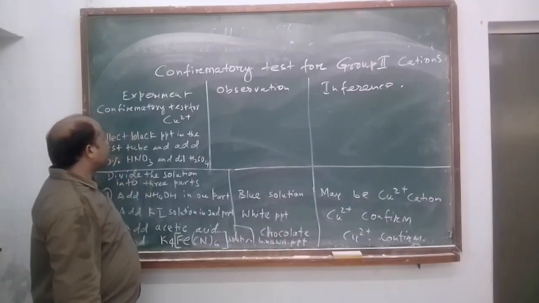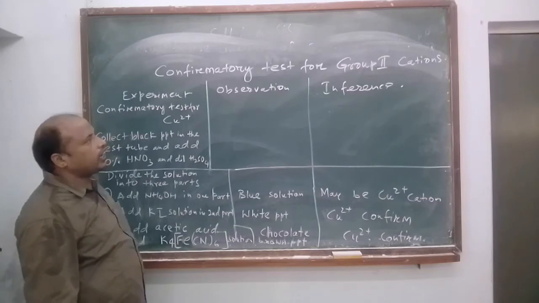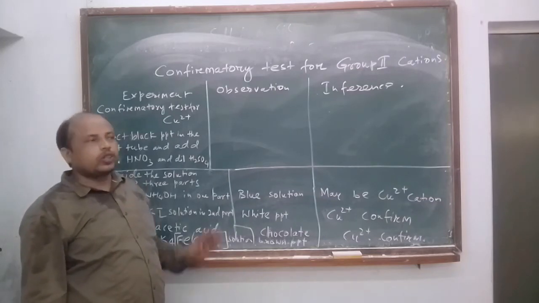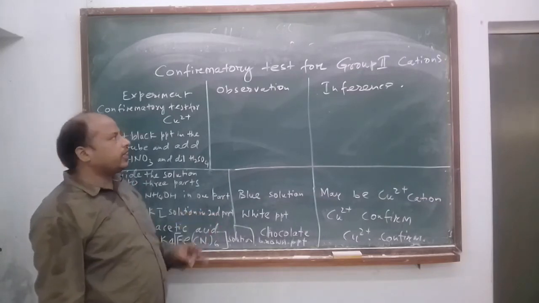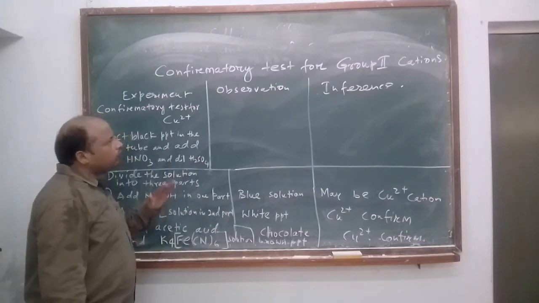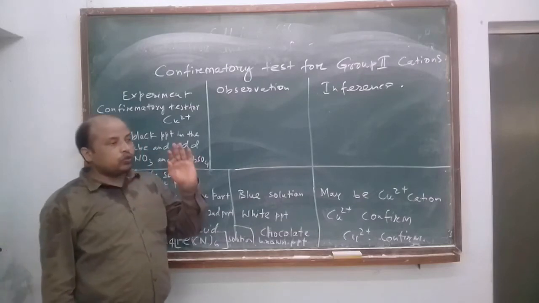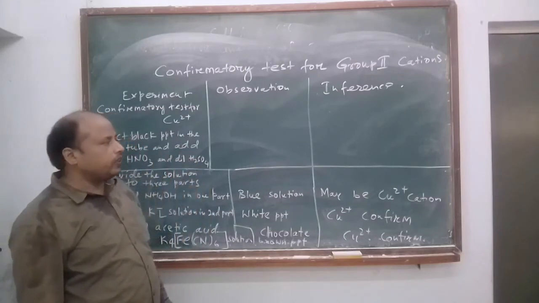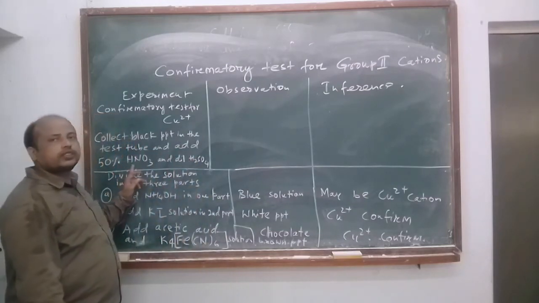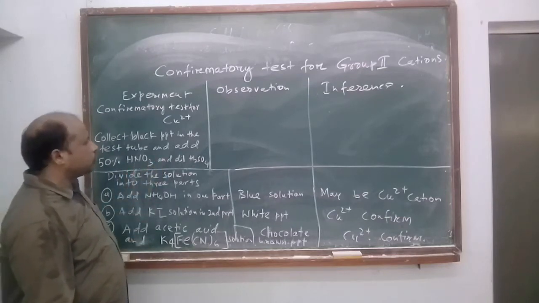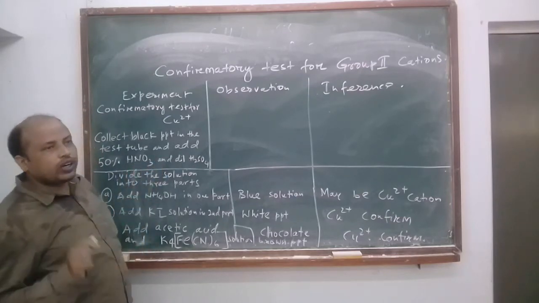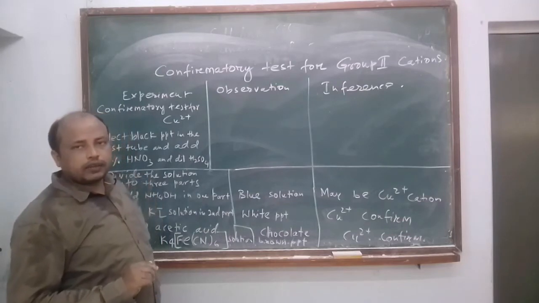Now we will talk about the confirmatory test for the group 2 cations. So what are the group 2 cations? Group 2 cations are copper, arsenic and cadmium. So how will you do the confirmatory test? We have to collect the black precipitate obtained, add 50% HNO3 and dilute H2SO4, and heat it. So what will happen? The black precipitate will boil up.